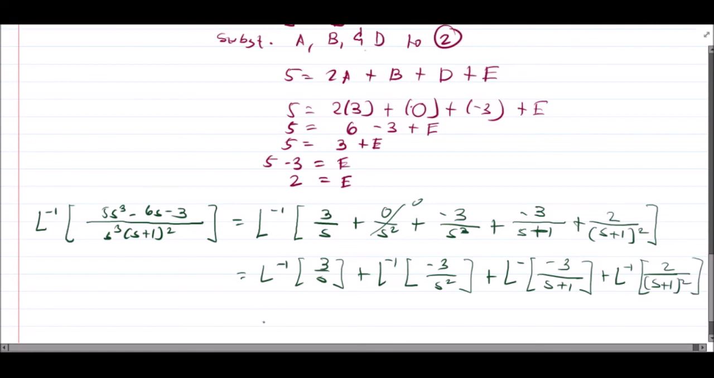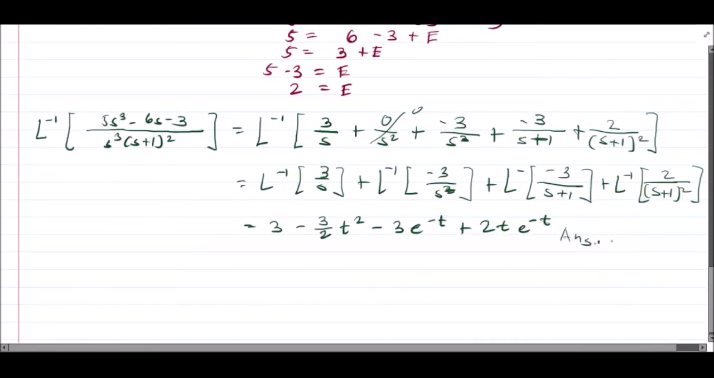Okay, so getting the inverse Laplace for this one, this will be equal to 3. Then negative 3 over 2, since the Laplace transform for this one, s cubed, gives 2 factorial, so it will be 3 over 2 t squared, minus 3e to the negative t. We have plus 2, then that is squared, so for the shift, that will be 2te to the negative t. Okay, and this will be our answer.